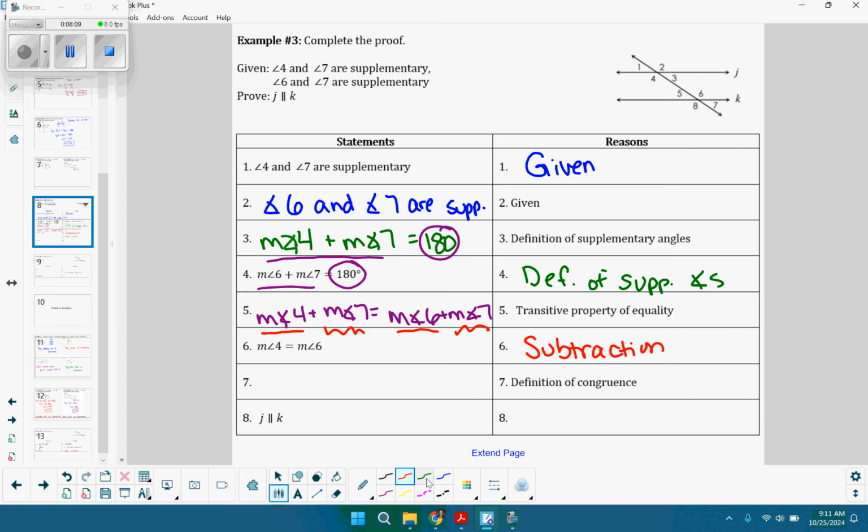And now step 7 says we're going to use the definition of congruence. So if I knew that measure of angle 4 equals measure of angle 6, I can now say that angle 4 is congruent to angle 6 by the definition of congruence. And my last step, now that I know 4 and 6 are congruent, if I look in my picture where 4 and 6 are, those were alternate interior angles. So I'm able to say the lines are parallel by the alternate interior angle converse. So because this statement here had a parallel symbol in it, the reason here is going to have the word converse in it.